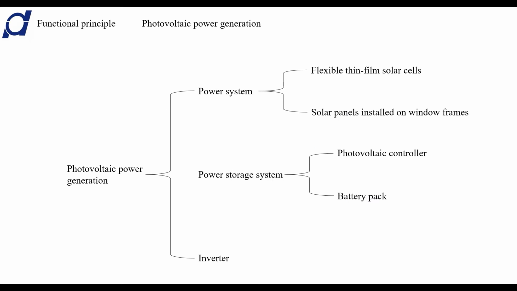The photovoltaic power generation system is mainly divided into three parts: power generation system, power storage system, and inverter. The power system consists of flexible thin film solar cells and solar panels installed on window frames. The power storage system includes a photovoltaic controller and a battery pack. The inverter converts direct current for use by indoor air conditioners.